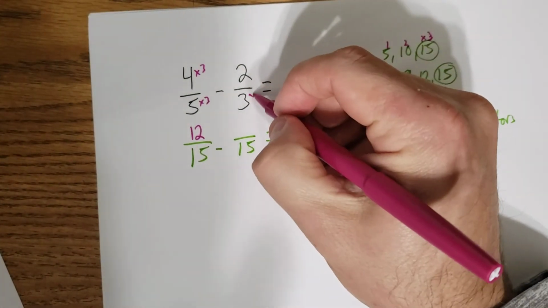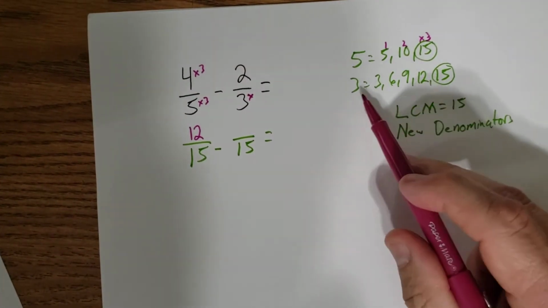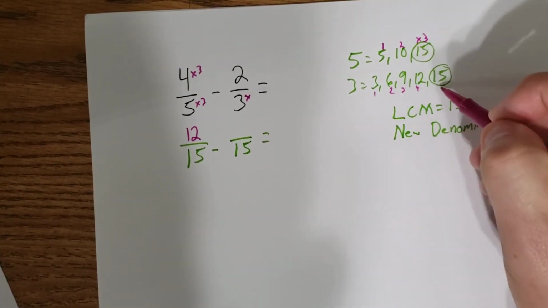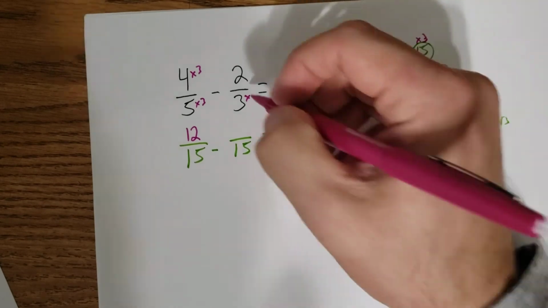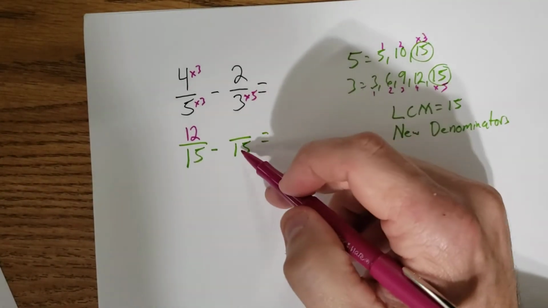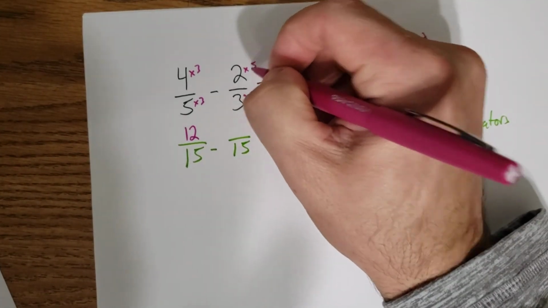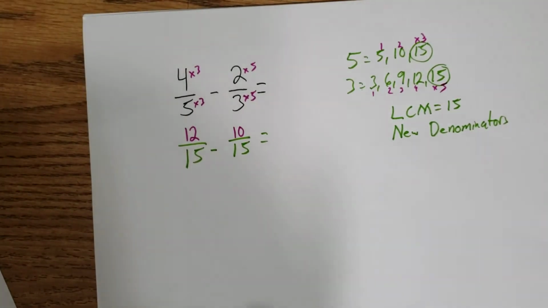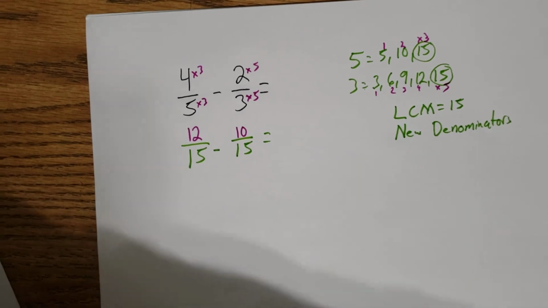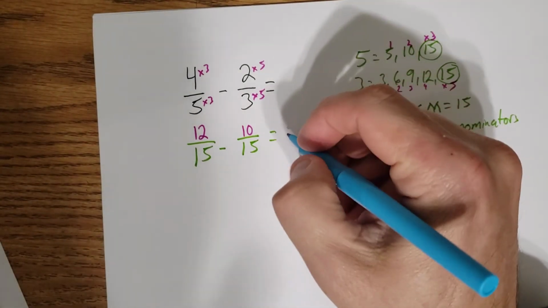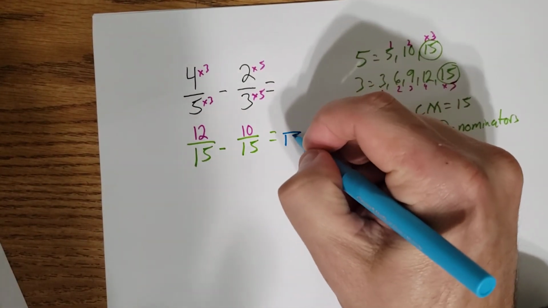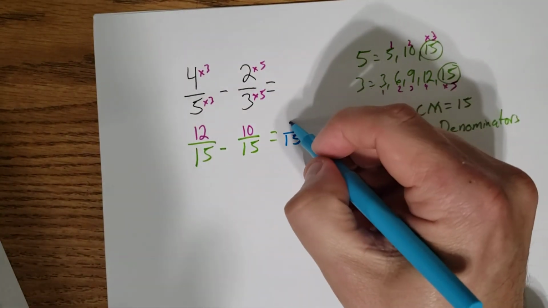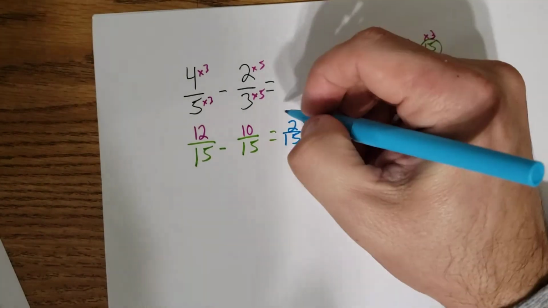Now we come to our second fraction. How did 3 get to 15? How did 3 on our list get all the way there? 1, 2, 3, 4 times 5. 3 times 5 is 15, so we multiply the top by 5. 2 times 5 is 10. Now that we finally have denominators that are the same, we can go ahead and subtract. Our bottom number stays the same. 12 minus 10 is 2, and that is a good answer.